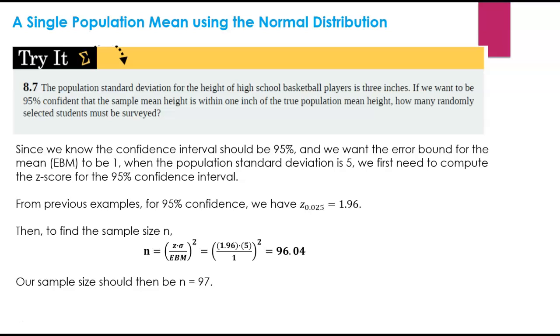From previous examples, we know that for a 95% confidence interval, we have z 0.025 is equal to 1.96. Then, to find the sample size n, we'll simply use the formula, so n will be 1.96 times 3 divided by 1, squared, which is 34.57. So our sample size should be 35.